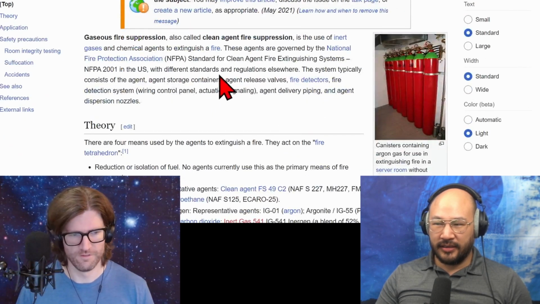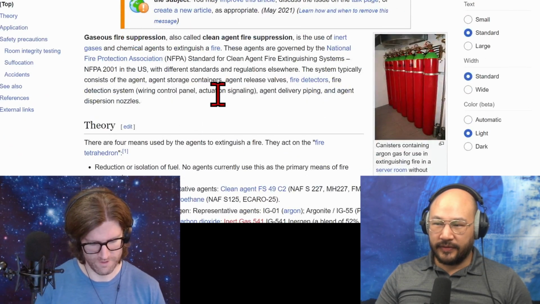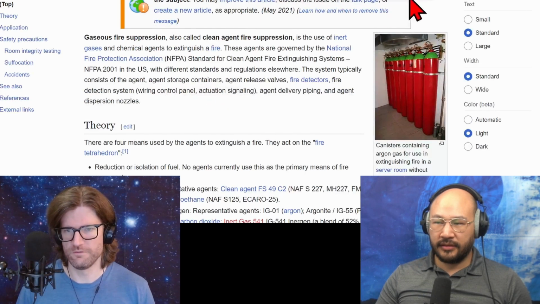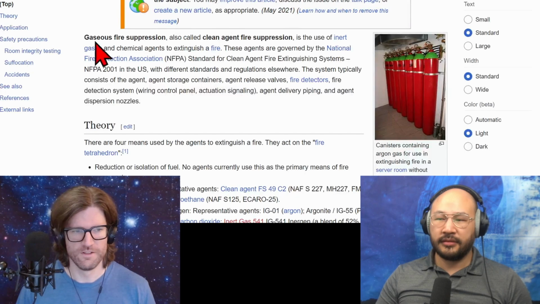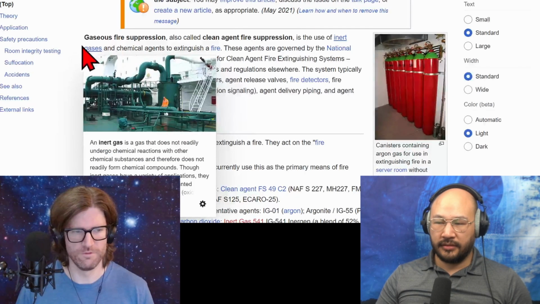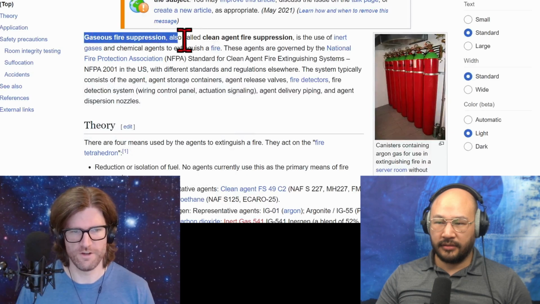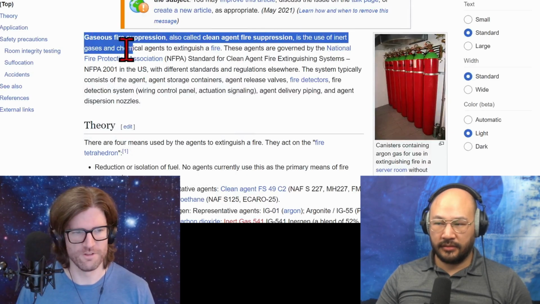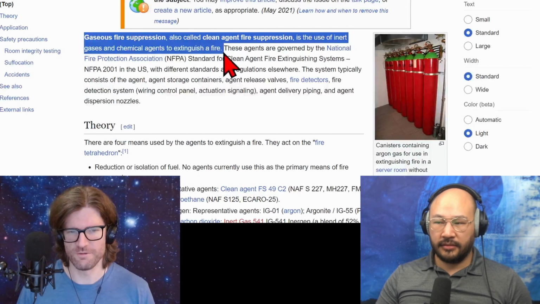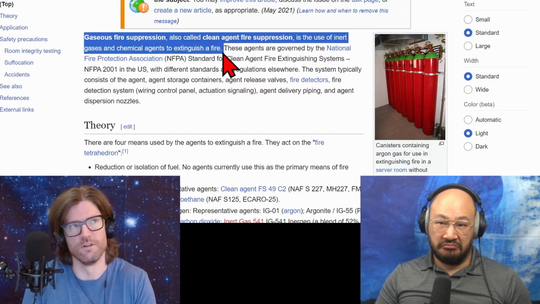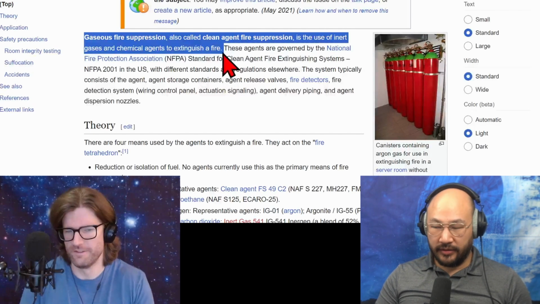Where does it say that? Let's search for the first sentence. It's also called clean fire. Gaseous fire suppression, also called clean agent fire suppression, is the use of inert gases and chemical agents to extinguish a fire. So the fact that it's inert pushes the oxygen out of the room, and then the fire has no fuel or oxidizer. Is that right? Right.